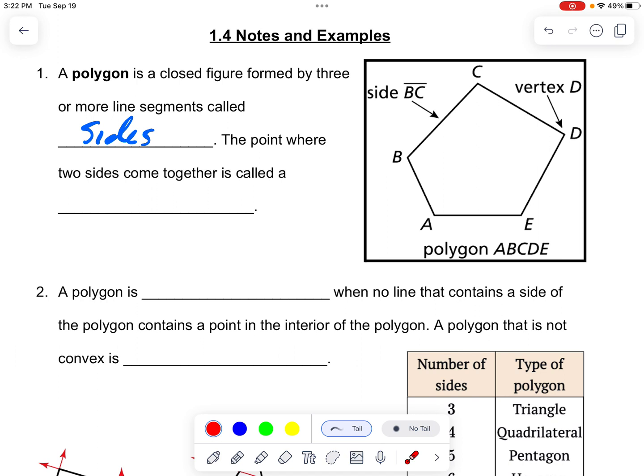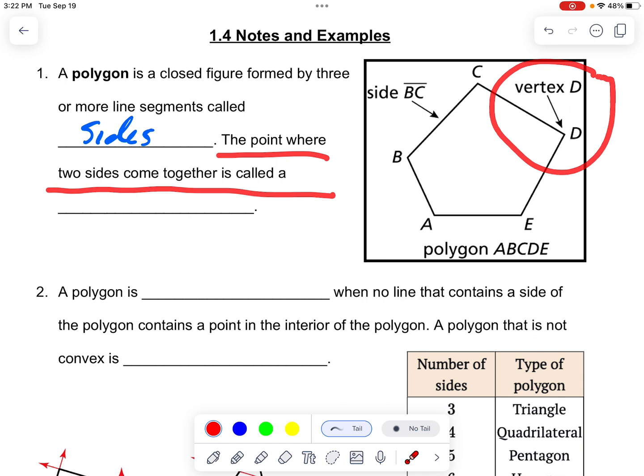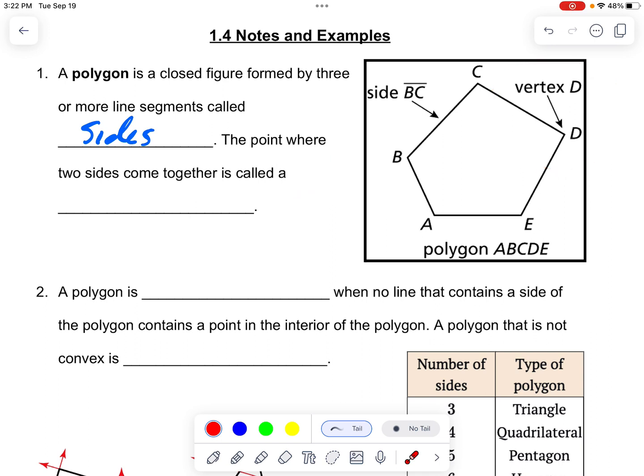And we see that over here. This is a side of the polygon, and specifically that is side BC. The point where 2 sides come together, we call that the vertex. So the corners, the points where those 2 sides come together, are called a single vertex or multiple vertices.